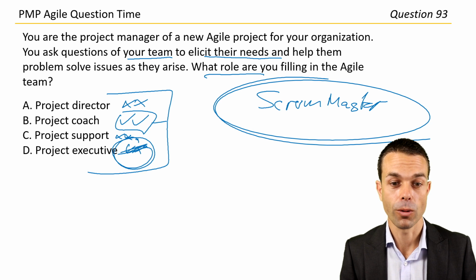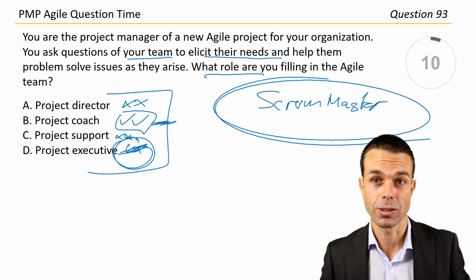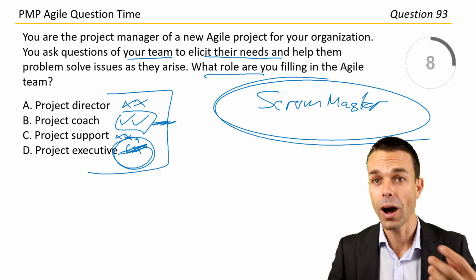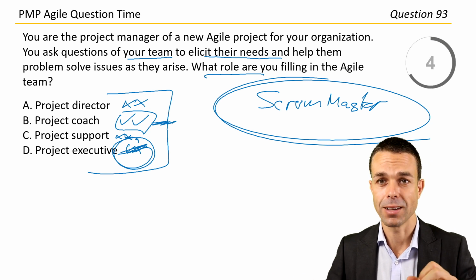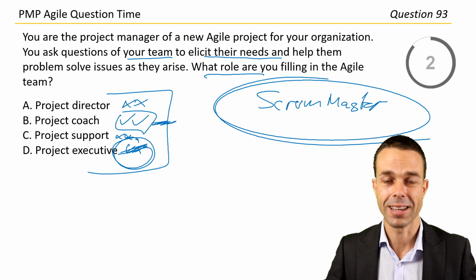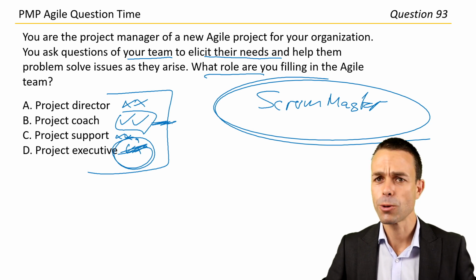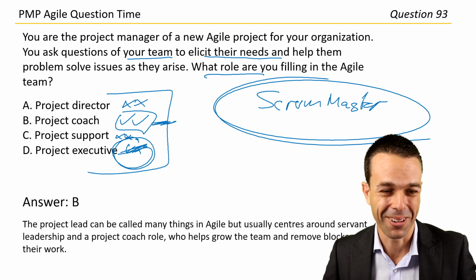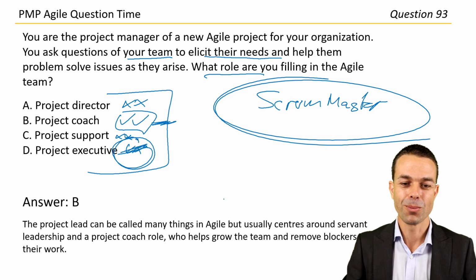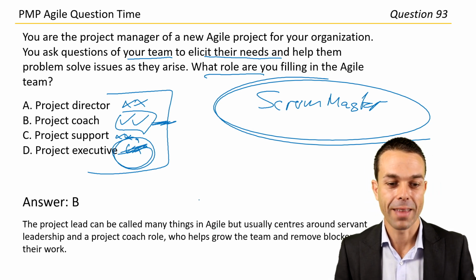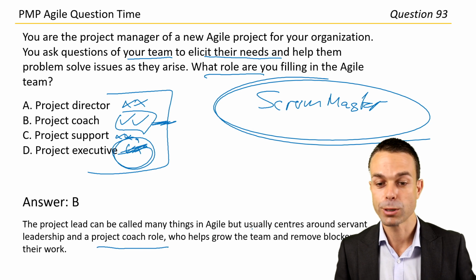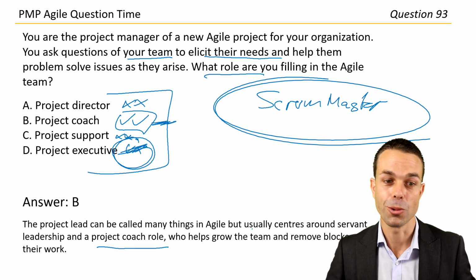Basically, that role helps grow the team and remove blockers. And that's why you'll find that the team grows better in an Agile team than it does just being dictated to in another project team. So let's go with answer B. The project lead can be called many things in Agile, but usually centers around servant leadership and the project coach role, who helps grow the team and remove blockers to their work.